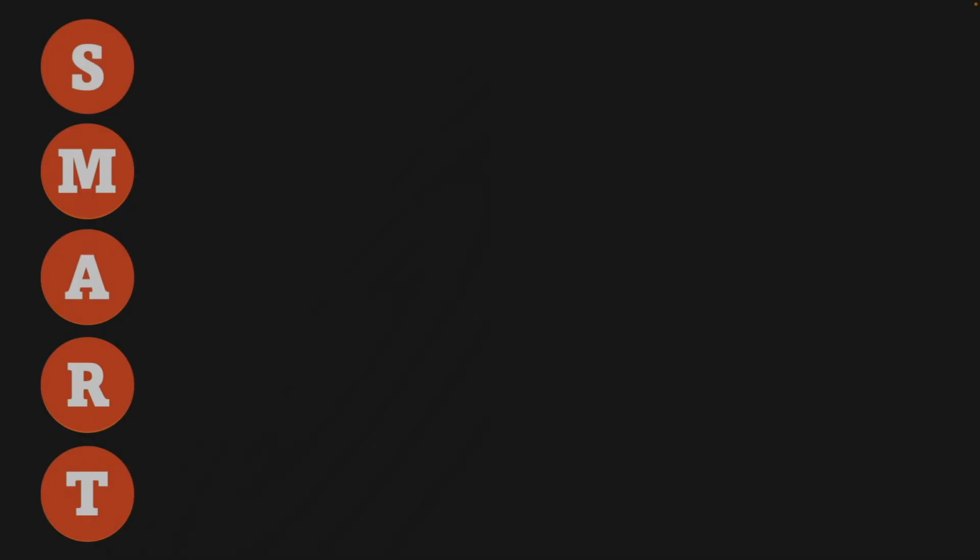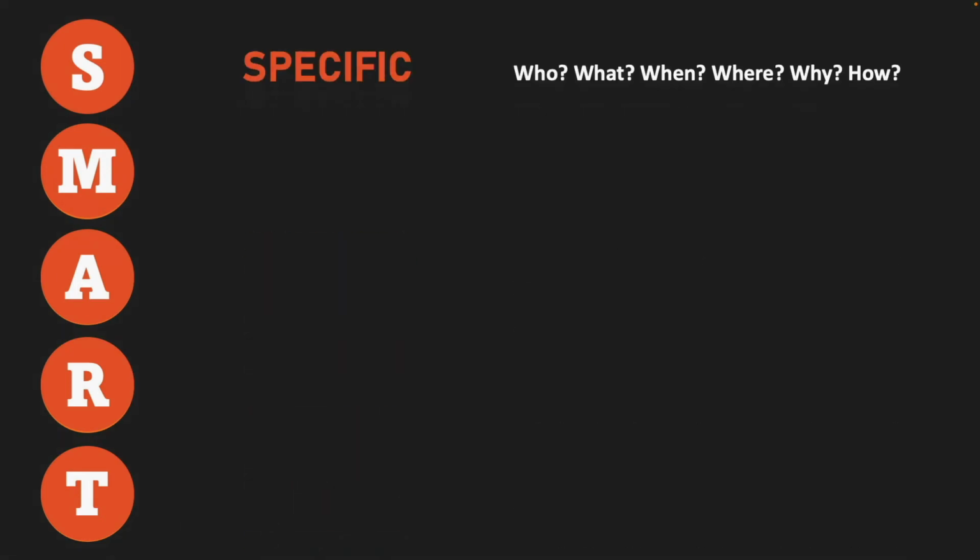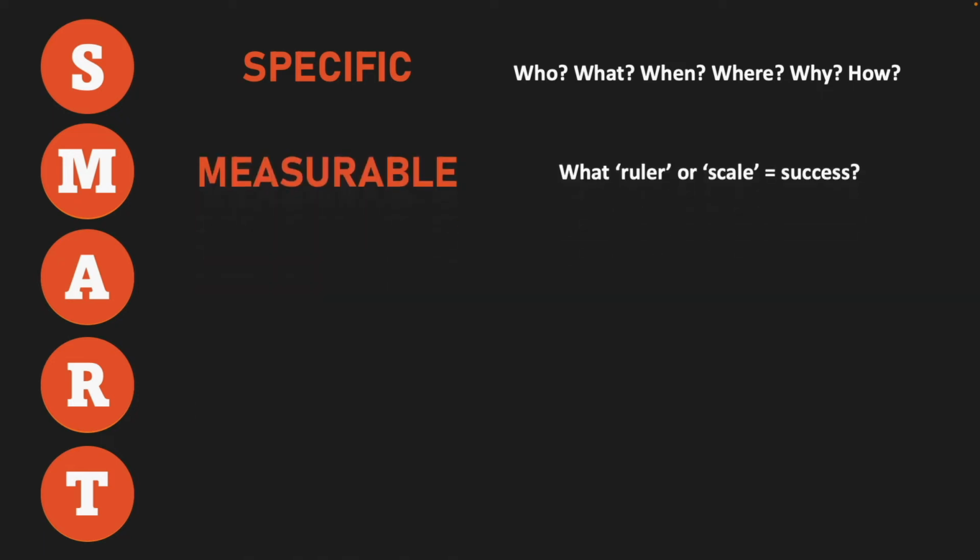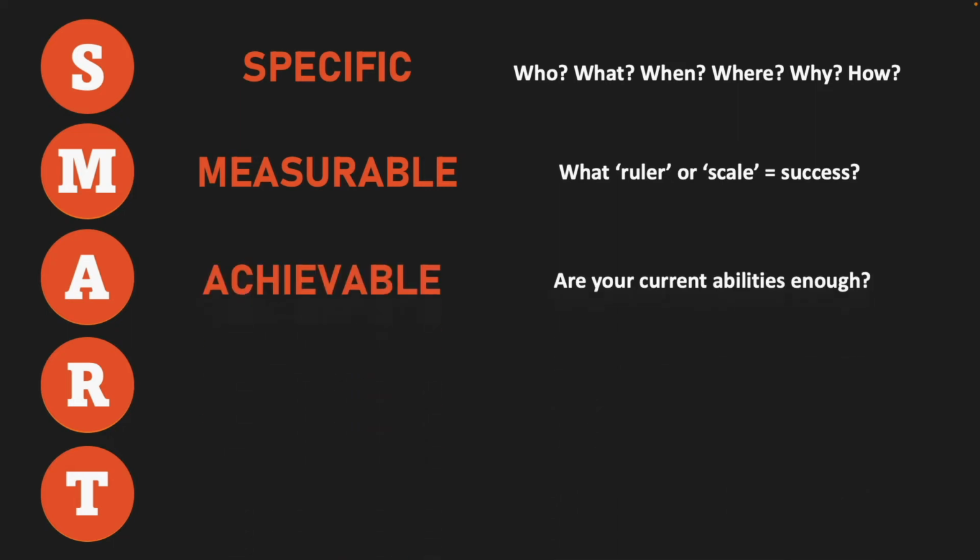So this acronym SMART, S-M-A-R-T, stands for 5 different concepts. The first is about specificity. So something that is specific in a goal lets you answer questions like who, what, when, where, why, how. I'll give you an example here in a moment to illustrate this. The M in SMART stands for measurable or measurability. What ruler or scale are you using to let you understand or know that you have been successful in whatever it is you're trying to do?